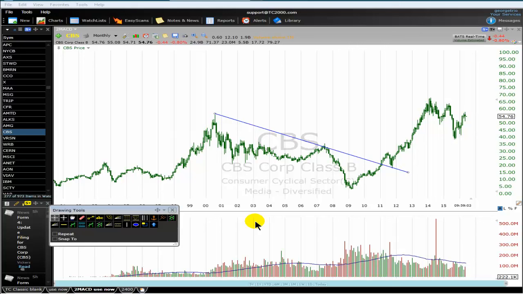Preliminary waves count as fast as possible. We're on a monthly chart of CBS Corporation Class B, epic CBS, and we want to start what we call a preliminary waves count as fast as possible.